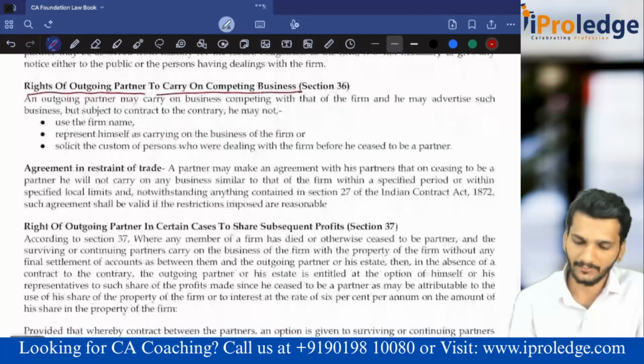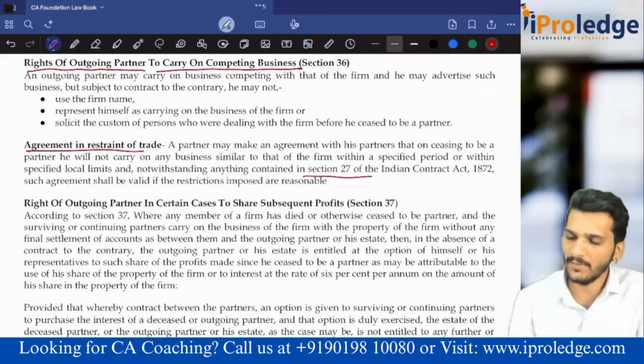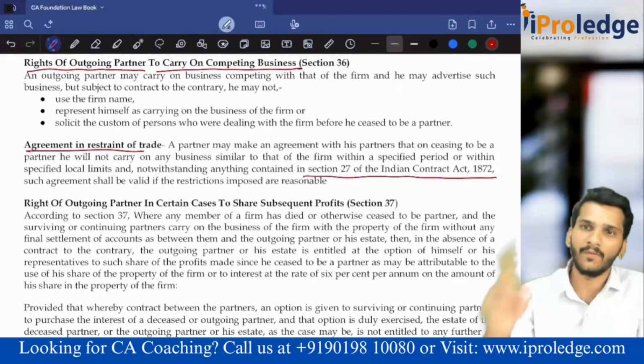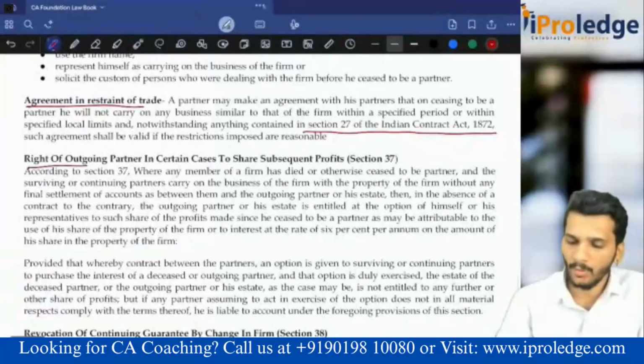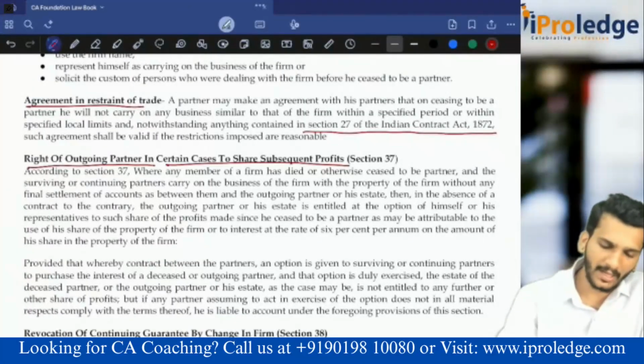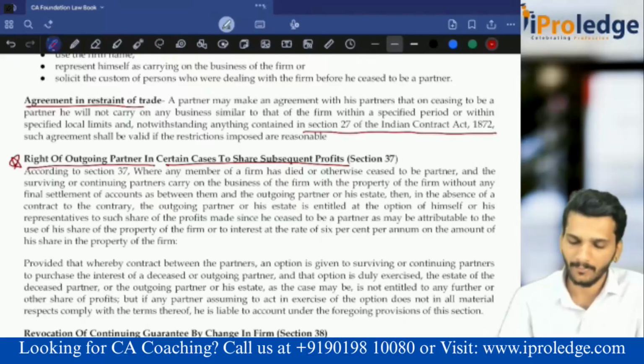Agreement in restraint of trade, is it valid? Yes, as per Section 27 of the Indian Contract Act. Sale of goodwill, that part comes in. Right of outgoing partner in certain cases. It is important. I feel this can be asked for the current examination because it has not been tested for so much time.